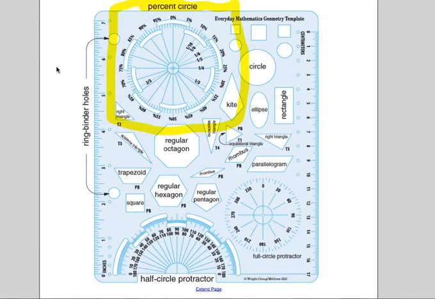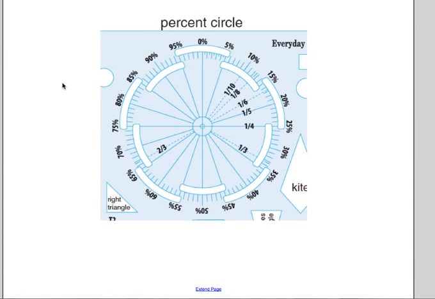Take a look at your geometry template. And most specifically, we're going to be taking a look at the percent circle. Now remember, there's two items that look like big circles. The one over here that's next to the half circle protractor is the full circle protractor. That's not the one we want to look at today. Today we want to take a look at that other one. It's a larger circle, and you can see it's labeled with percents, and we call it a percent circle. So let's take a look at that percent circle. And here I have a little closer-up view of it.